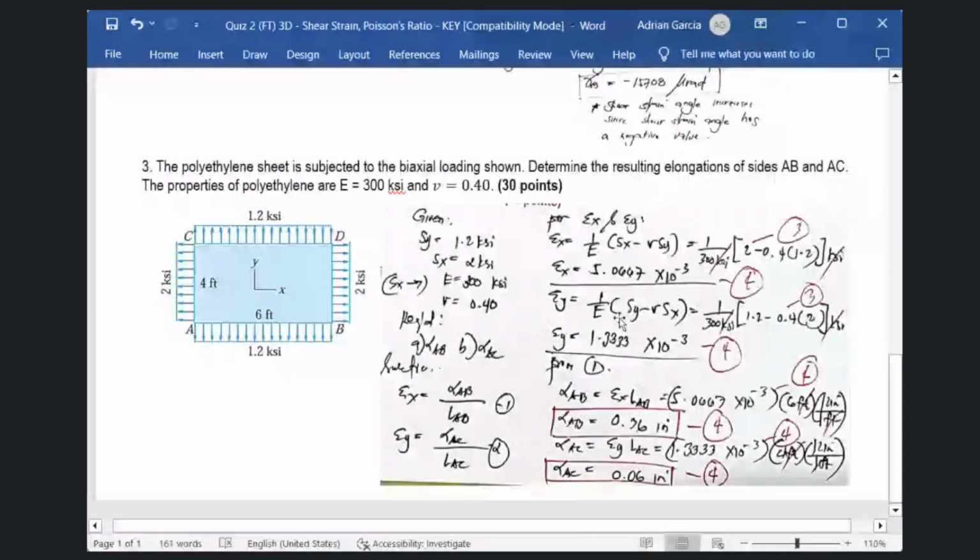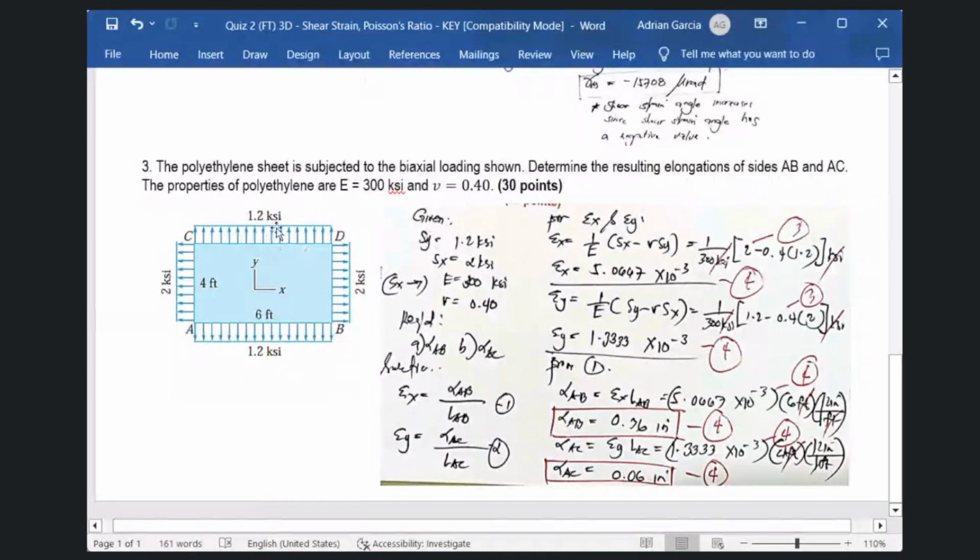The polyethylene sheet is subjected to the biaxial loading below. Biaxial loading at X and Y. Determine the resulting elongations of the sides AB and AC. The properties of polyethylene are E, 300 KSI, and the Poisson's ratio is 0.40. Drag down given. So, si Sir nalito dito nung una, napansin ni James, no?